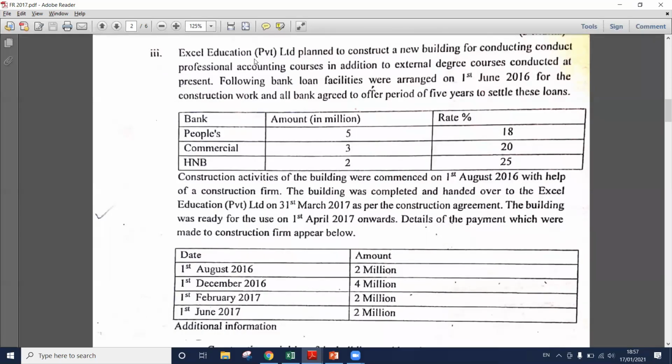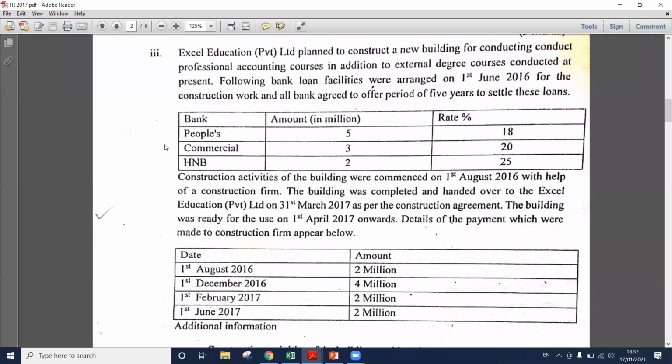For conducting professional accounting courses in addition to external degree courses conducted at the present. The following bank loan facilities were arranged on 1st of June 2016. The banks agreed to offer a period of 5 years to settle these loans. Actually, this information is not required to do our sum. How long the loan period is, is not that important for this sum.